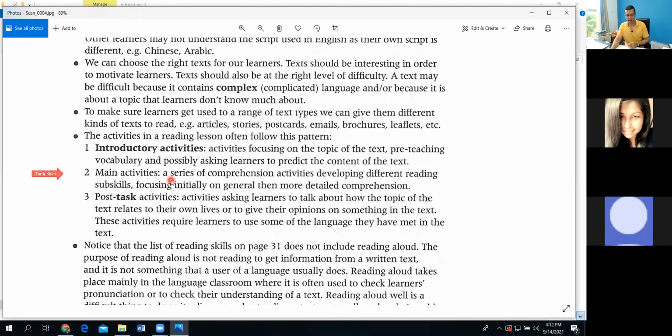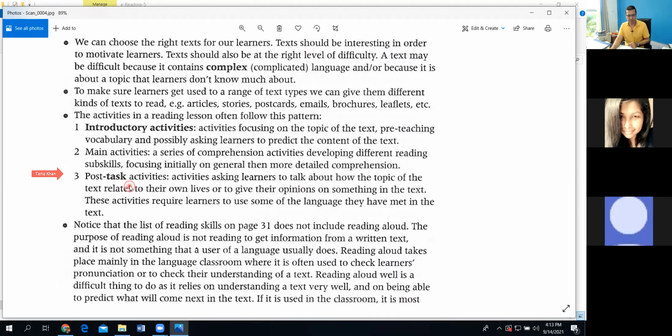Number two, main activities. Main activities are a series of comprehension activities developing different reading sub-skills, focusing initially on the general, then more detailed. Main activity is the reading comprehension lesson which you want to give. Is it for scanning purposes? Is it for skimming? Is it for intensive reading? Or is it extensive reading? Or is it inferring the attitude? Or is it predicting? What type of reading activity you want to give them, that is the main activity.